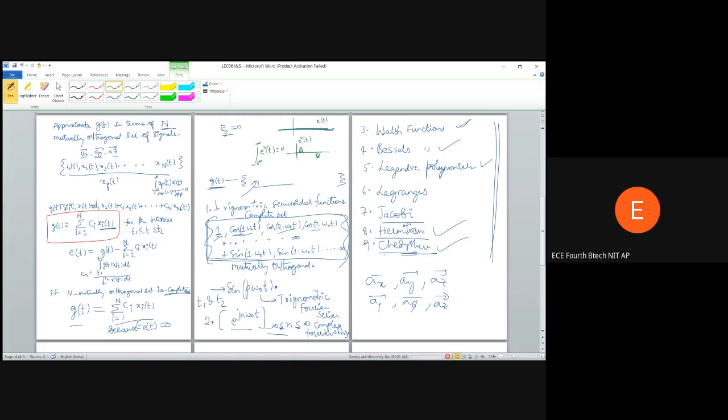How to generate these signals, on what basis I should generate them, and if I represent a general signal g of t in terms of these Hermite polynomials or Chebyshev functions, how actually to represent it and what benefit I will get. Try to explore these things and discuss with me at any point of time at your free time. I'll be talking with you, and based on that I'll continue my lecture next week.